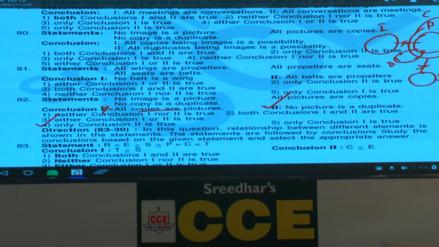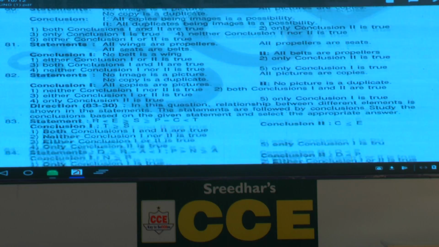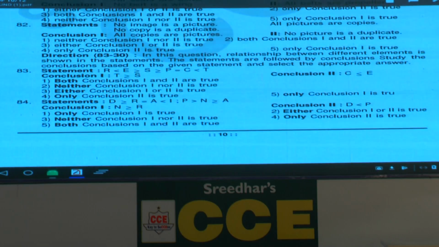Done? Then 83 onwards. Now question numbers 83 onwards, these questions are based on coded inequalities. Now 83, t greater than or equals to s. S is here and t is here. Between s and t there is 1 greater than, 1 lesser than, 2 opposite symbols, no relation.